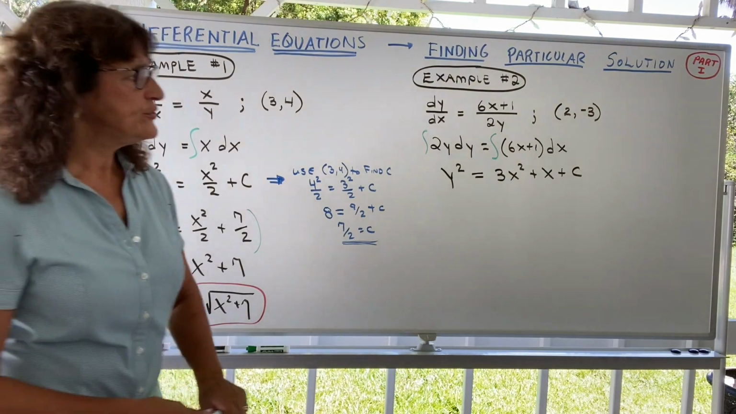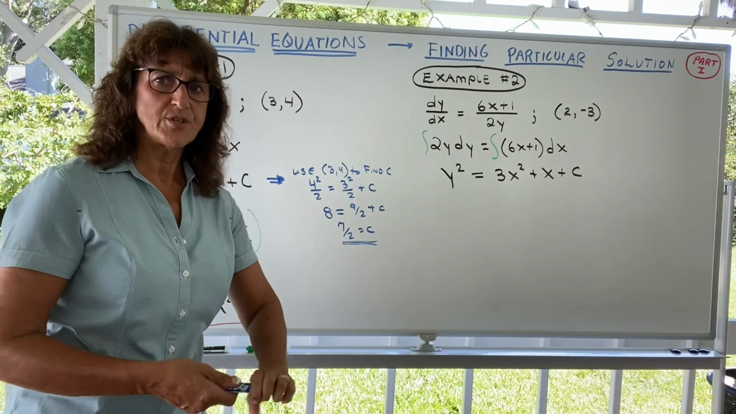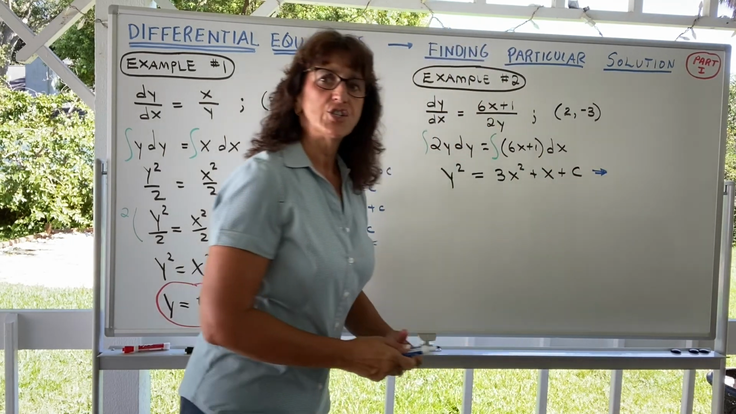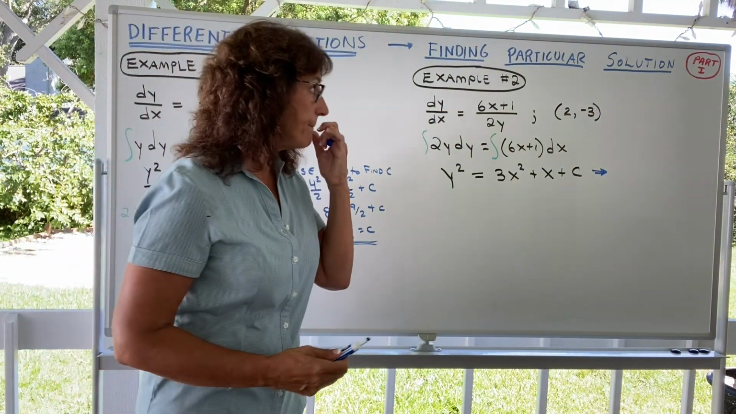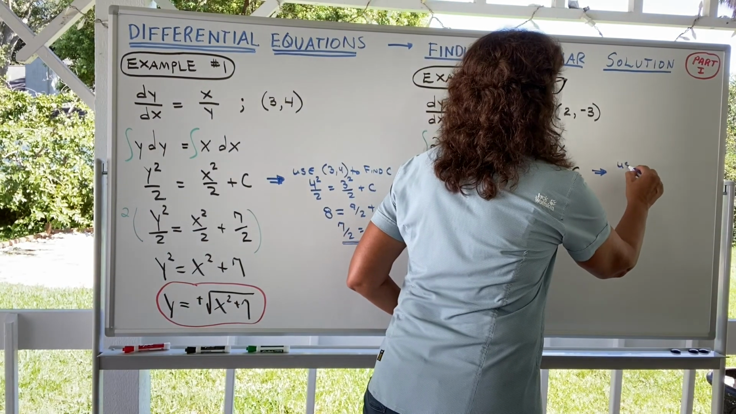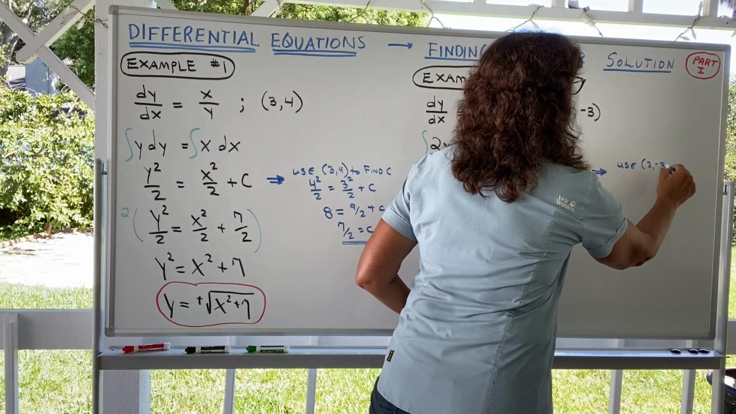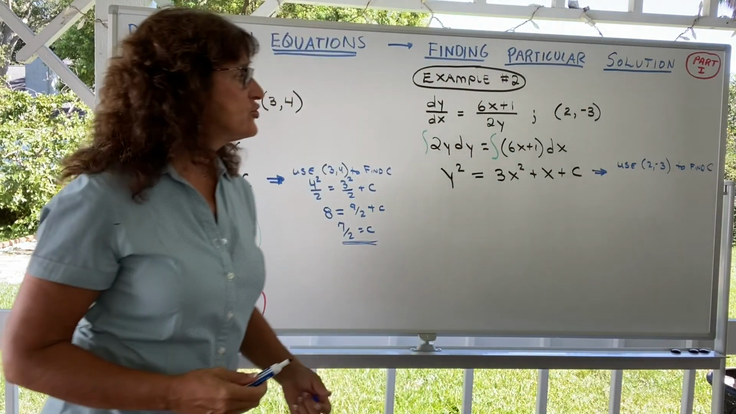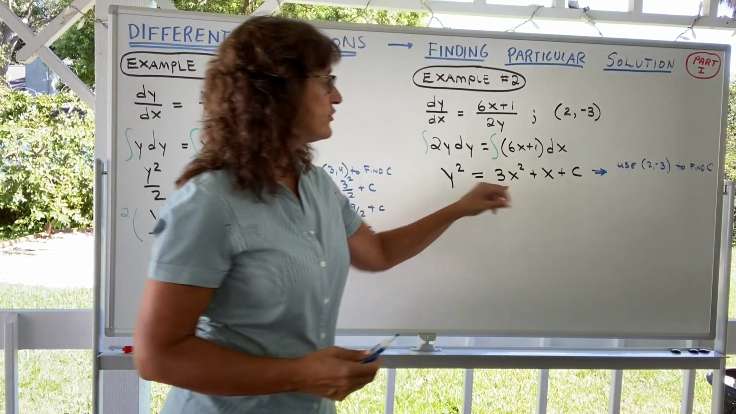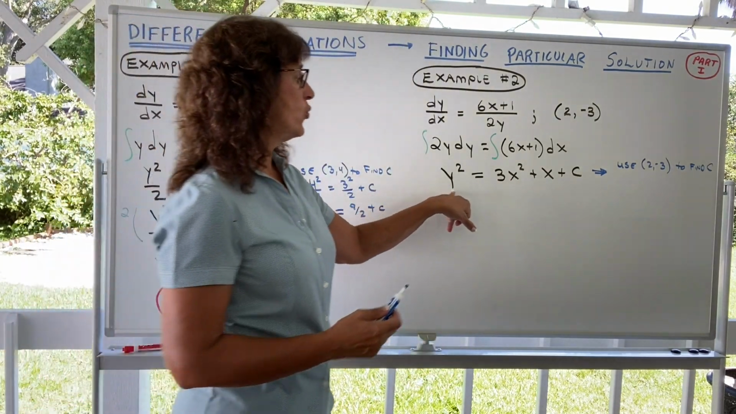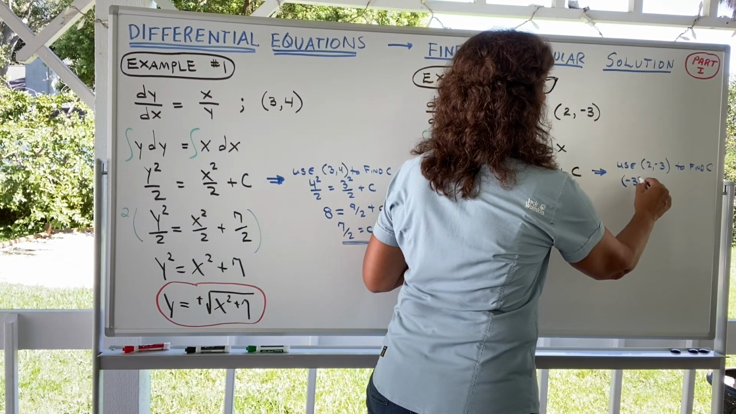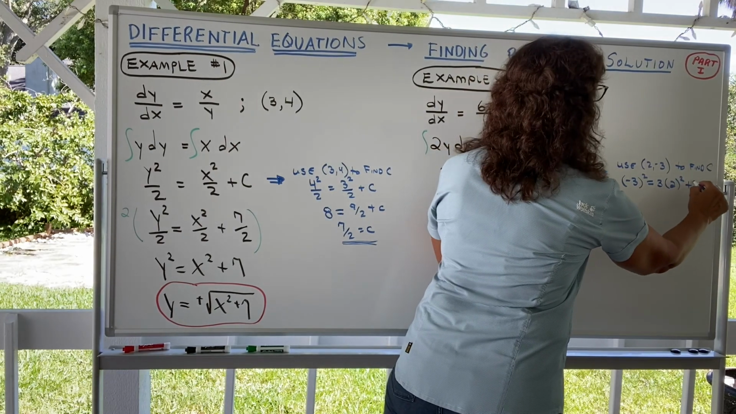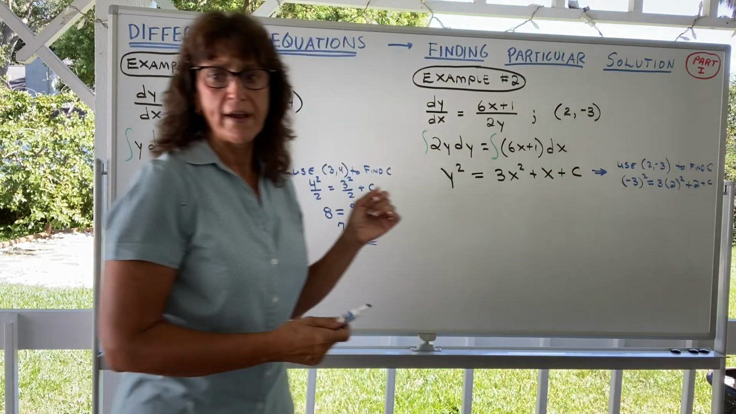All right, what to do next? This is the step, and it's optional. You don't have to do it here. But in this step, I like to use my initial condition to find that constant of integration. I'm going to use the point 2, negative 3 to find my constant. So I'm going to plug 2 in for x, negative 3 in for y, and I want to square that: equals 3 times 2 squared plus 2 plus my constant.